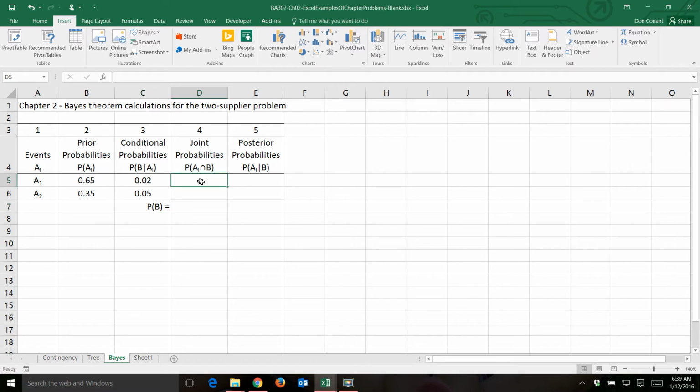The joint probability we solved in the decision tree is simply the probability of a part from supplier A1 times the probability of a bad part, given that it's from supplier A1. So we'll do that like we did in the decision tree. We'll take 0.65 and multiply that times the conditional probability to find the joint probability. Take the prior probability and multiply that times the conditional probability to find the joint probability. So we're going to sum the joint probabilities at this point.